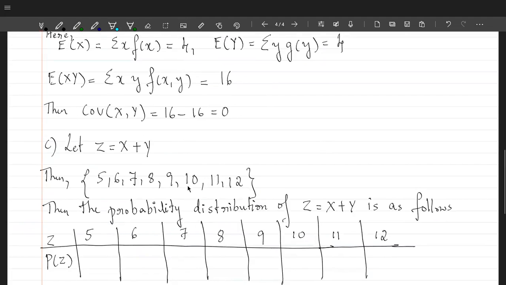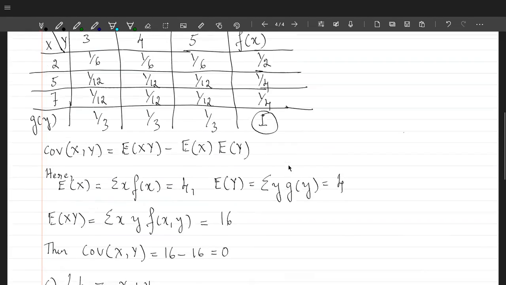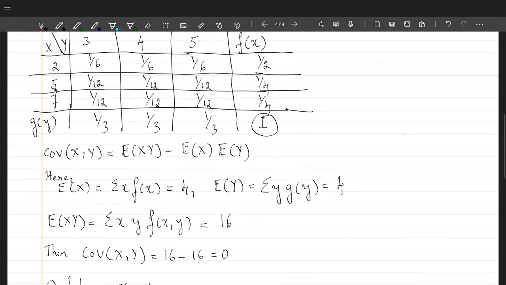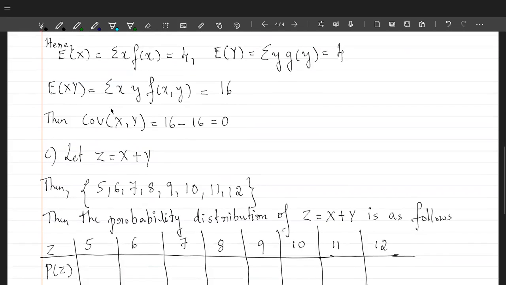Please note, for 10 you have two different cases. So you have to consider both the probabilities, because z can take the value 10 when x takes a value 5 and when y takes a value 5. So 5 comma 5, corresponding probability is here 1 by 12. And it is also possible when x takes a value 7 and when y takes a value 3, and the corresponding probability is 1 by 12. So only for this case you have two different probabilities. So you have to add both of them and write the corresponding probability.